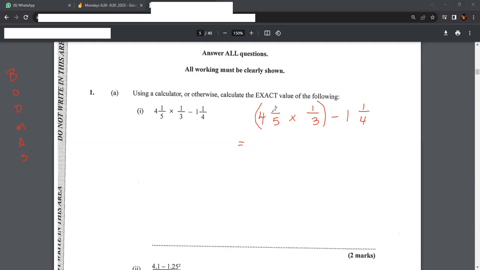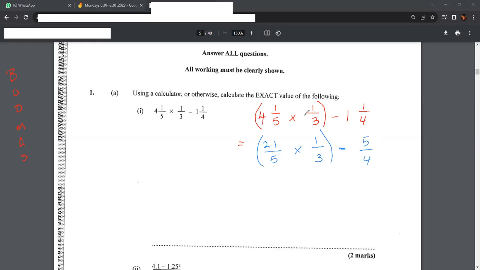I then like to change all my mixed numbers into improper fractions. And remember, you simply multiply the whole number by the denominator before adding the numerator. So we're going to have 4 times 5, which is 20, and 20 plus 1, which is 21 over 5. Change all of them one time. 1 times 4 is 4, plus 1 is 5 over 4.